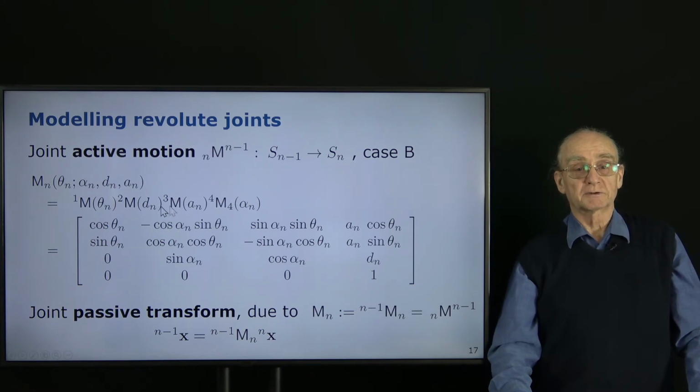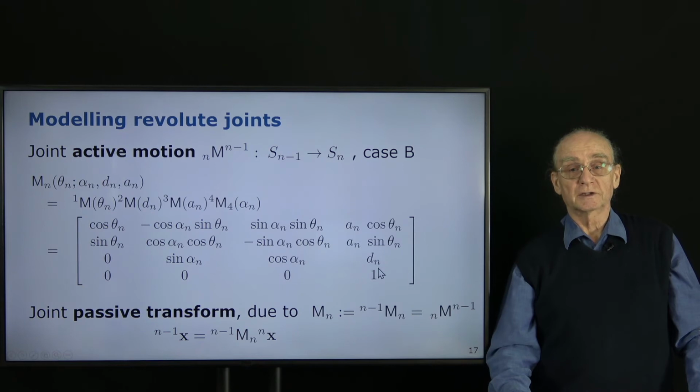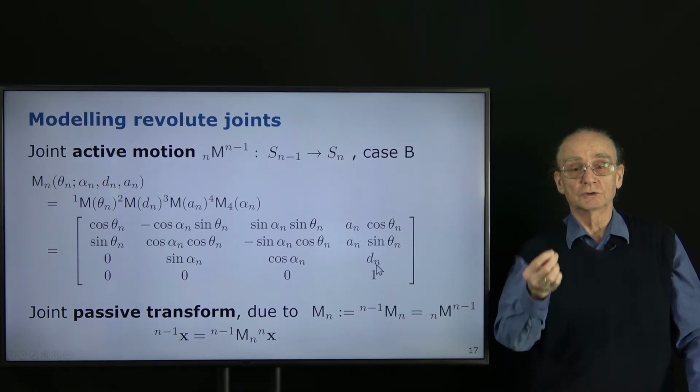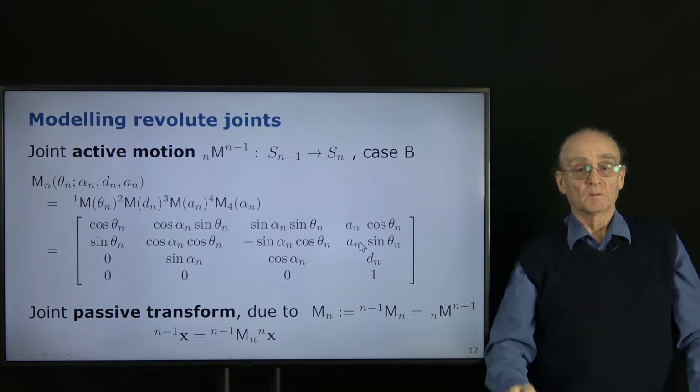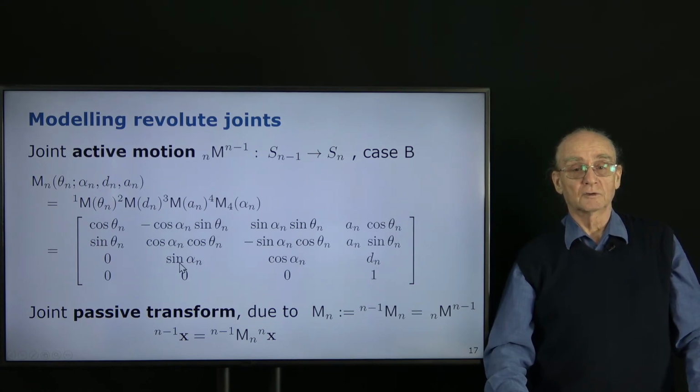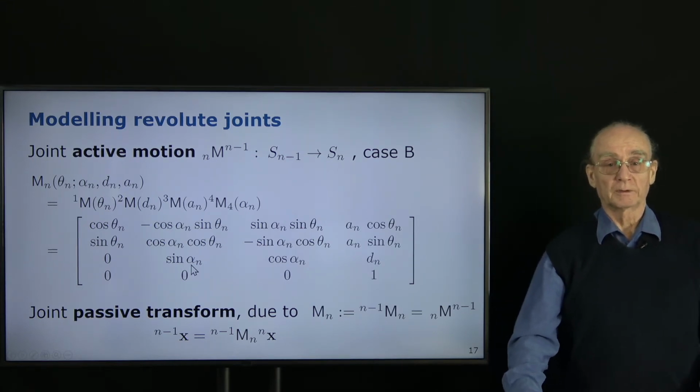And if you multiply these matrices out, you get this expression. Of course, we see that we have zeros here in the last row and a 1 here. It's a motion matrix, so this should be a rotation matrix, this 3 by 3 upper part. And here we have the translation vector. You see here the dn is just the motion in the vertical direction, and the an is in the direction of the theta. And we see that the z-axis is not influenced by theta. So here we have only alphas. We will use this later.